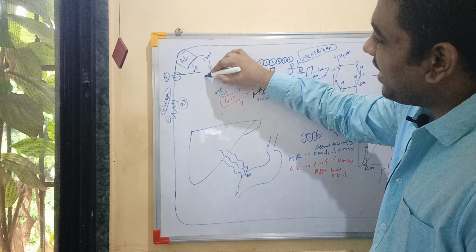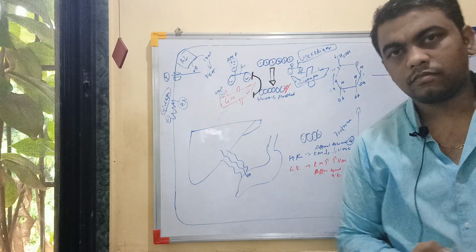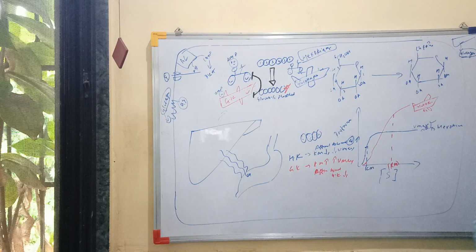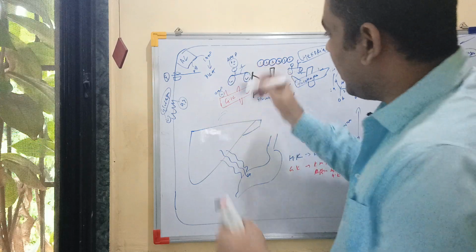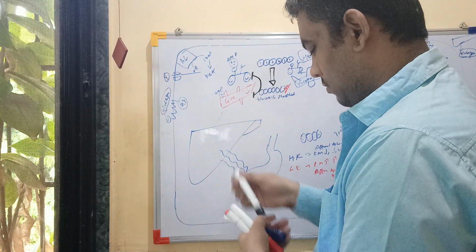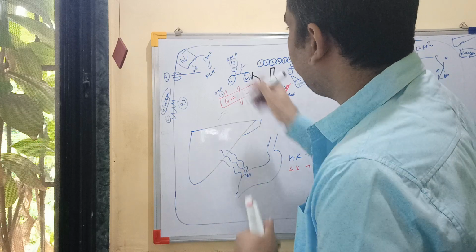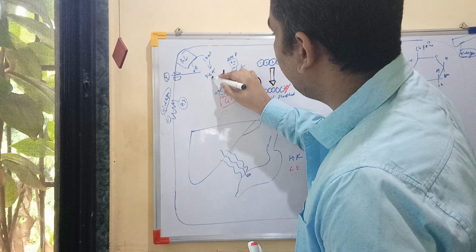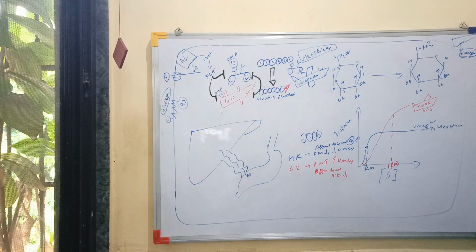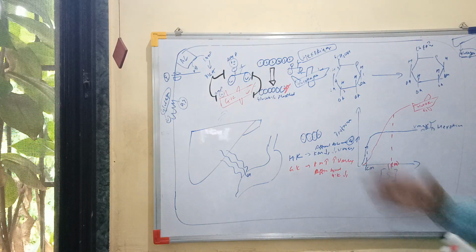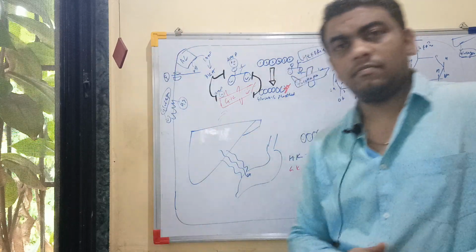cAMP will activate PKA, and this PKA will come here and make glucokinase and hexokinase inactive. See, blood glucose level is less.